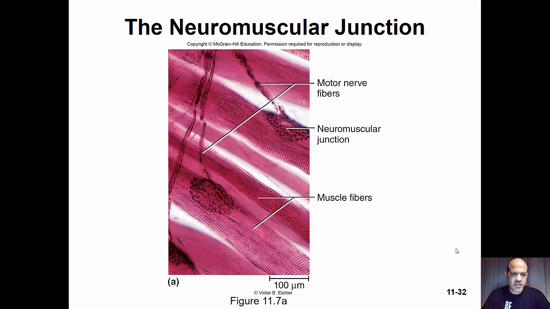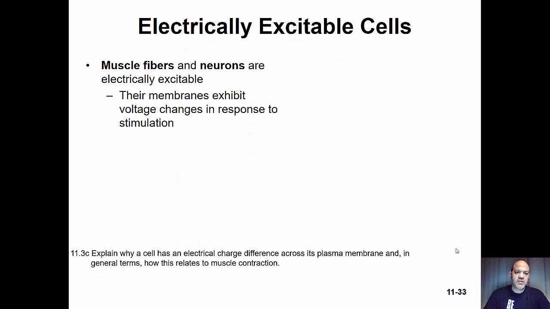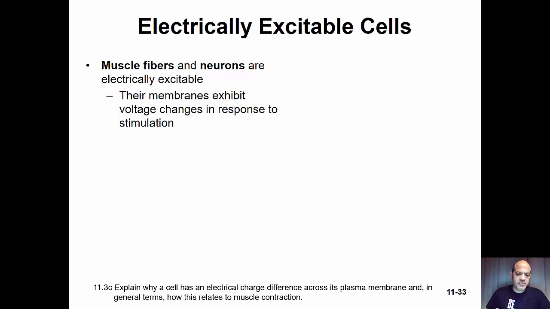Okay, so we just finished talking about neuromuscular junction, and now we're going to talk about electrically excitable cells. Here we want to explain why a cell has an electrical charge difference across its plasma membrane, and in general terms how this relates to muscle contraction. Muscle fibers and neurons are electrically excitable, which means their membranes exhibit a voltage change in response to a stimulation.